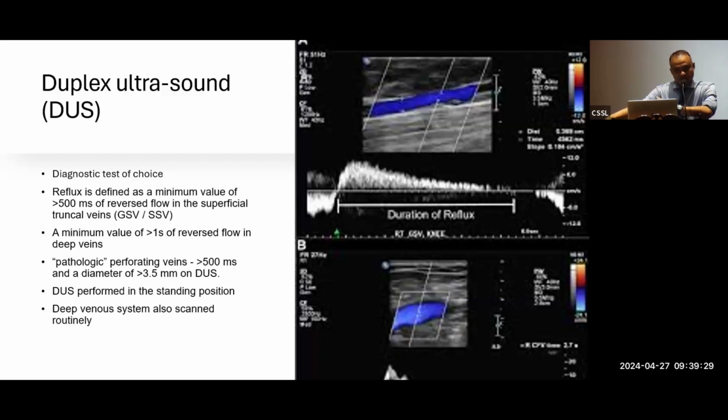And the Doppler ultrasound has to be done in the standing position, not in the seated or lying down position, which most radiologists do. So it has to be done in the standing position, and the deep venous system has to be scanned properly to exclude a coexisting deep venous reflux or deep venous disease.